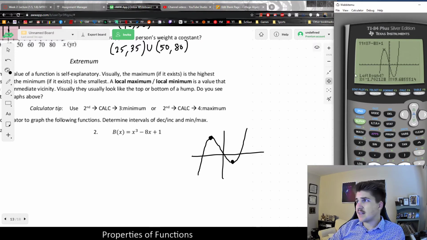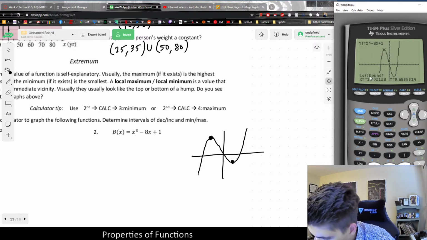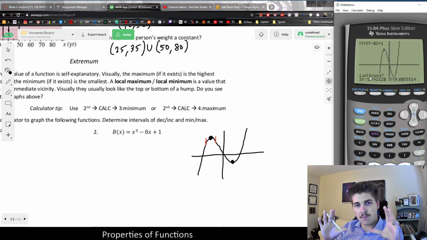And what happens next is the calculator, it's a little bit of a strange series of inputs to get it to find that point that you want. But basically how it will work is you need to tell it where to look. So basically what you want to do is tell it what's a left bound, what's the right bound, and then give it your best guess in the middle. And what it will do is run an algorithm, which actually involves using calculus, to figure out which one of those points is actually the top.